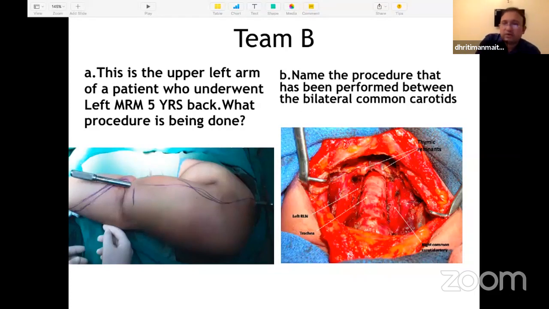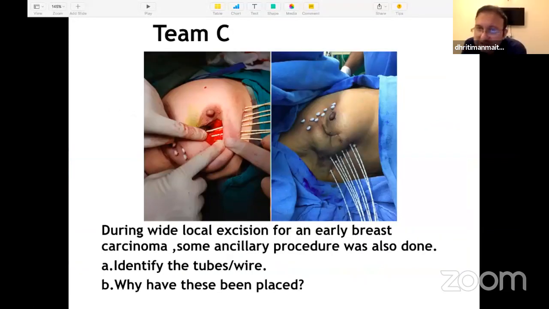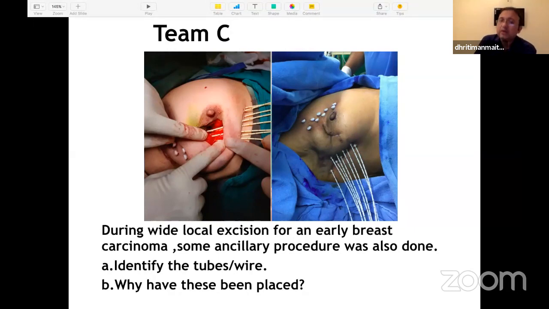Team D, Vaibhav. During wide local excision for an early breast cancer, some ancillary procedure was also done. Identify the tubes or wire, and why have these been placed?